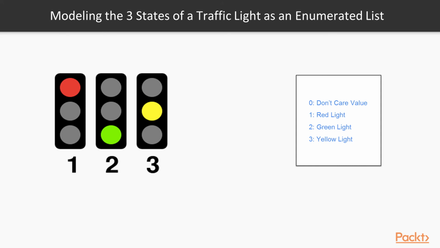Now that we have explored Go's built-in types, let's look at one of Go's awesome features, the iota constant generator. We can use Go's iota constant generator to represent enumerated lists. For example, the three possible states of a traffic light are red, green, and yellow. These can be modeled by an enumerated list of numbers. The number 0 is a don't care value. The number 1 indicates the red light. The number 2 indicates the green light. And the number 3 indicates the yellow light.